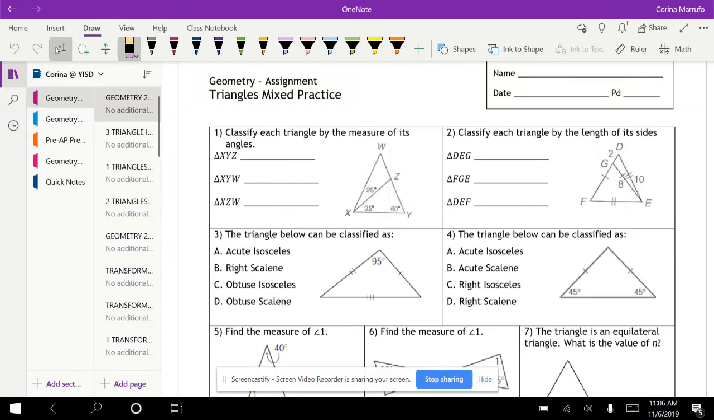All right, so let's go ahead and go over your review for your test. It's only on triangles. That's why it says triangles mixed practice. So here it says, classify each triangle by the measures of the angles.